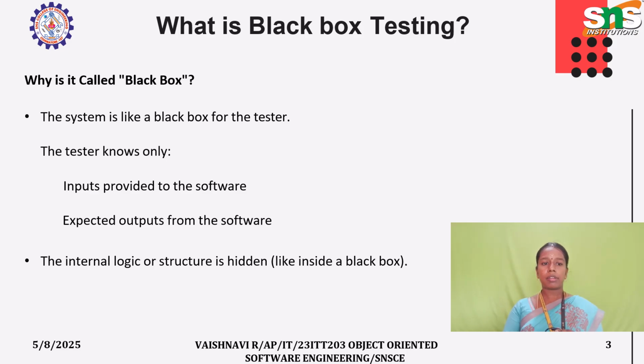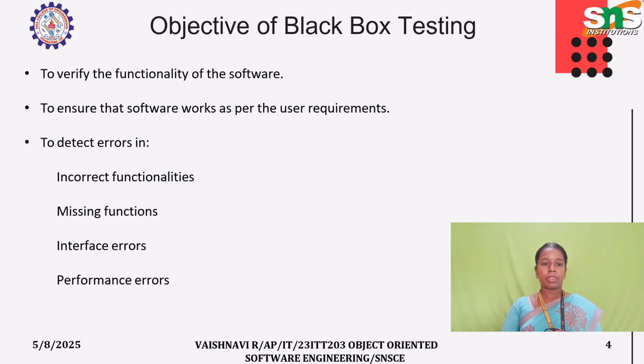Why do we call it a black box? The system is like a black box for the tester. The tester knows only the input provided to the software and the expected output from the software. The internal logic or structure is hidden. So we call it black box.